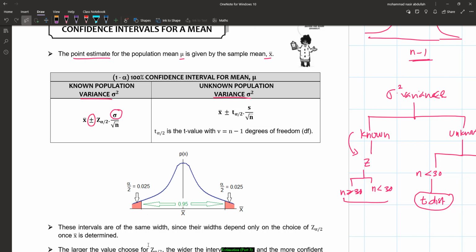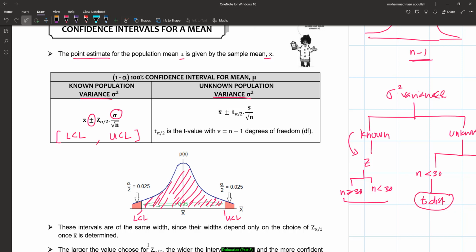Why is there a plus minus? Because in a confidence interval or interval estimation, there are two parts. The first part we call the lower confidence limit. The upper part we call the upper confidence limit. So this is the lower confidence limit and this is the upper confidence limit. Our estimation will lie between the lower and upper confidence limit.